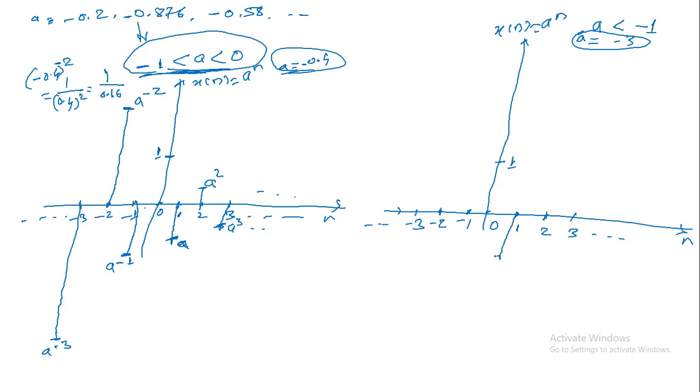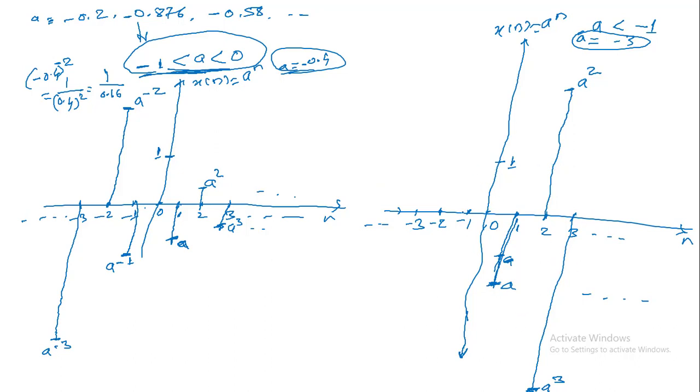So this is your a. If I'm taking a square, it will be 9 if a is equal to -3. So it is greater than 1. So this is a square. A cube, again it would be negative, and so on. In magnitude, this value will be greater as compared to a square, but it is negative.